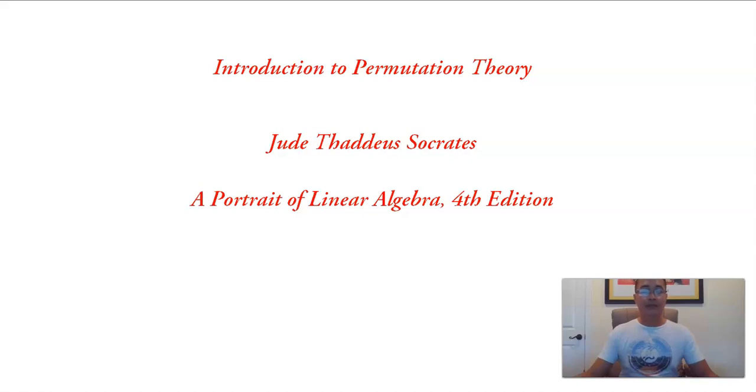So if you've been following the series, in our last video, we talked about 2x2 and 3x3 determinants. And when we were developing the formula for 3x3 determinants, we ran into the concept of a permutation. So we were introduced to permutations in our last video, and we counted inversions that appeared in those permutations, and we used those to develop the formula for a 3x3 determinant. So in this video, we will look more into permutations and their properties, and therefore we call this video an introduction to permutation theory.